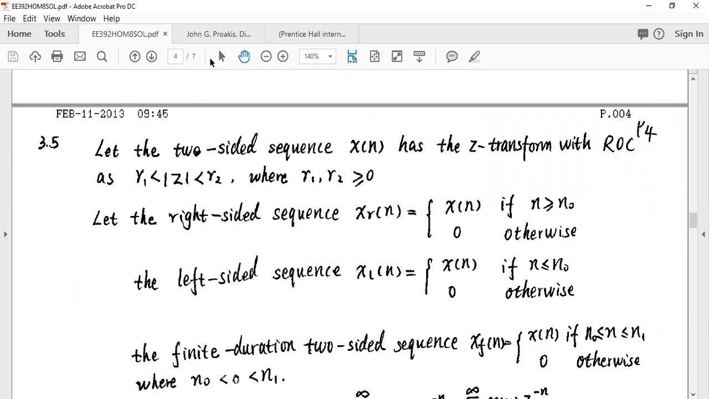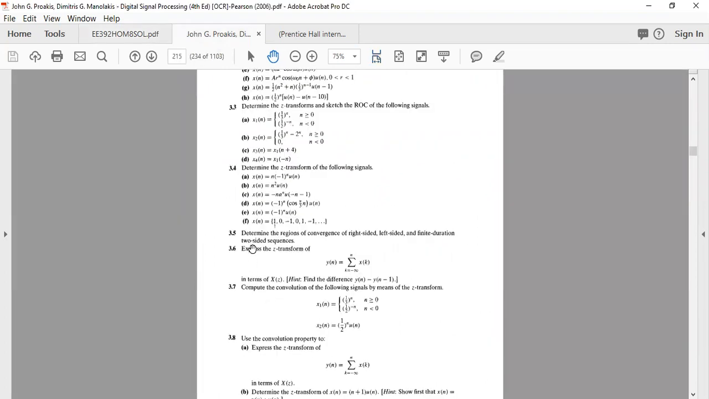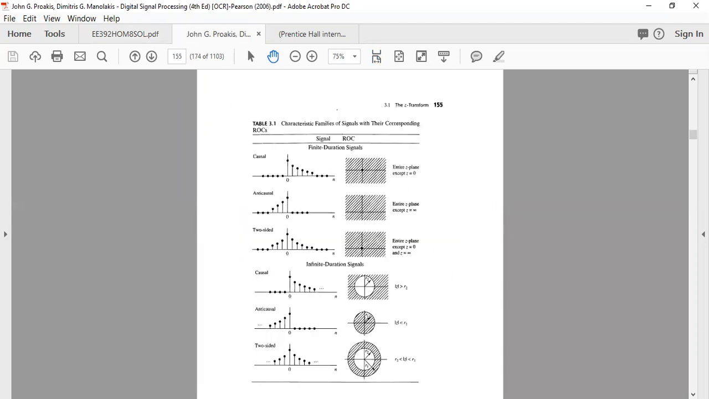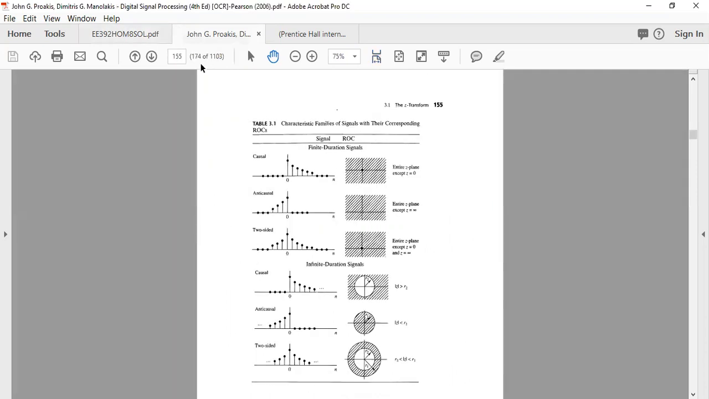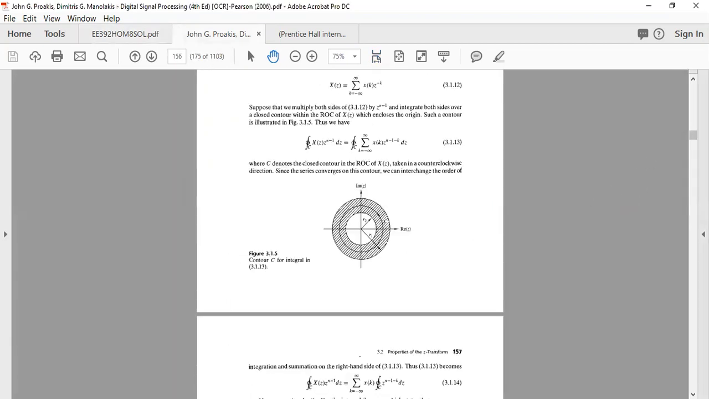3.5, right? Question number 3.5 states to determine the regions of convergence of the right-sided, left-sided, and finite duration two-sided sequences. Again, going back to the properties in your textbook, these are the properties that we'll be using in order to define this. You can look up the detailed evaluation of the formulas, but for this tutorial, we'll just be using this as a reference in order to answer the question that is given.